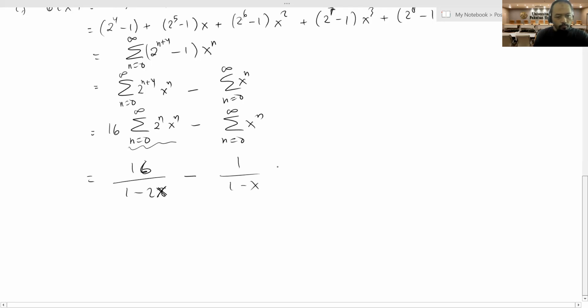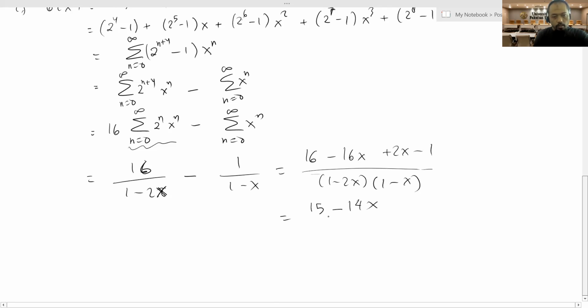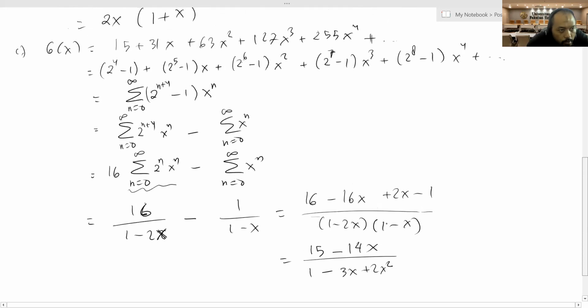Now you could simplify further, for example, combining by operating the subtraction to get 16 minus 16x plus 2x minus 1 over, of course, (1 minus 2x) times (1 minus x), and this gives us 15 minus 14x over 1 minus 3x plus 2x squared. So this is the form. So that's part C.